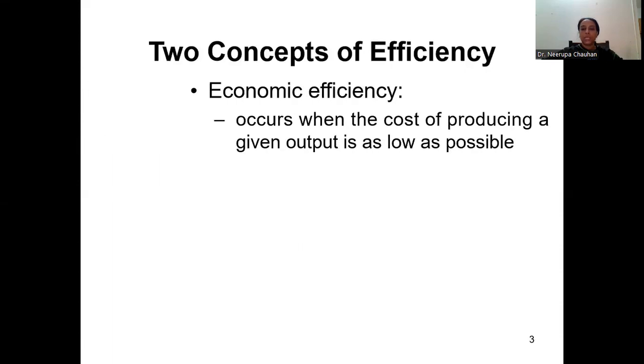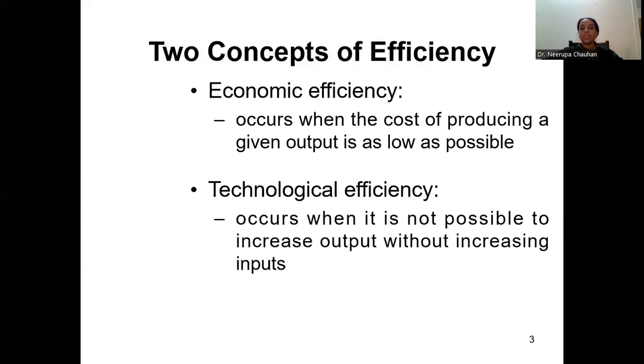Now, there are two concepts of efficiency. One is called economic efficiency, which occurs when the cost of producing a given output is as low as possible so that we can have maximum profit generation. And the second is called technological efficiency, which occurs when it is not possible to increase the output without increasing the inputs.